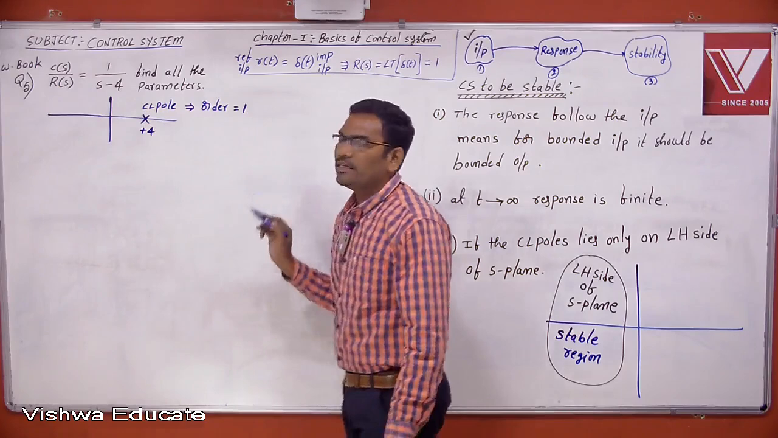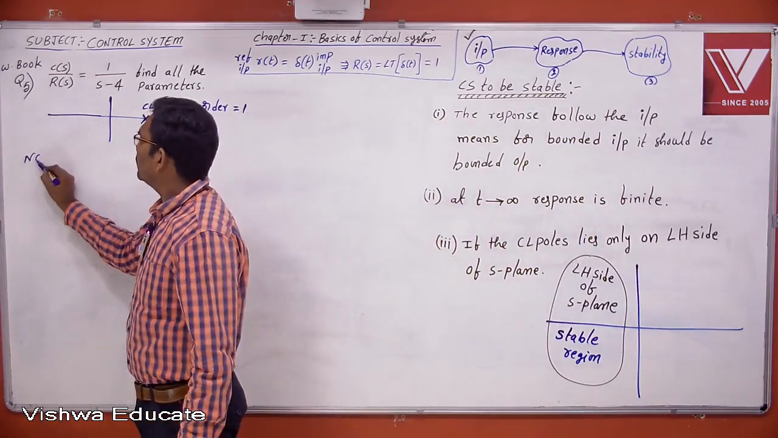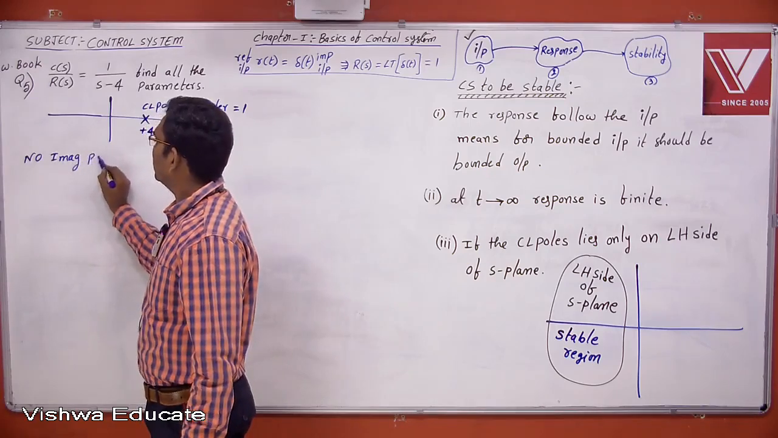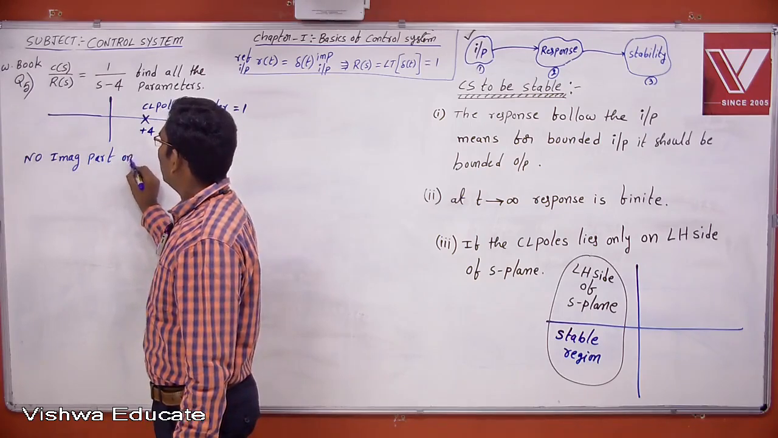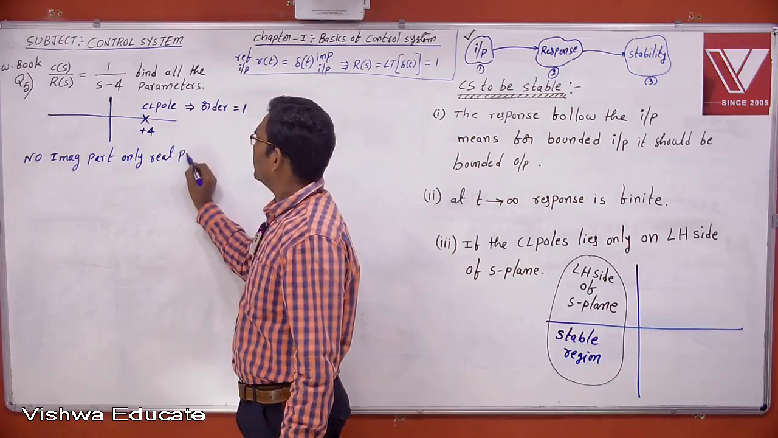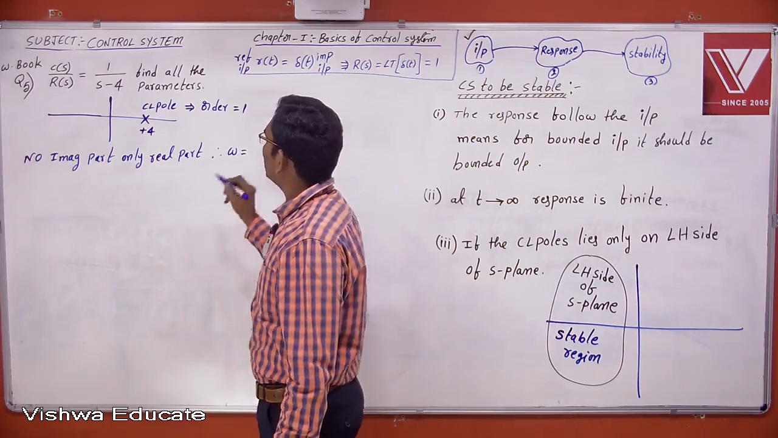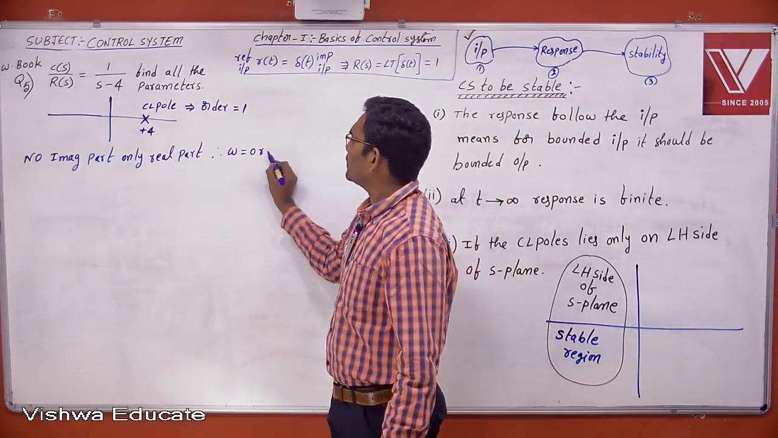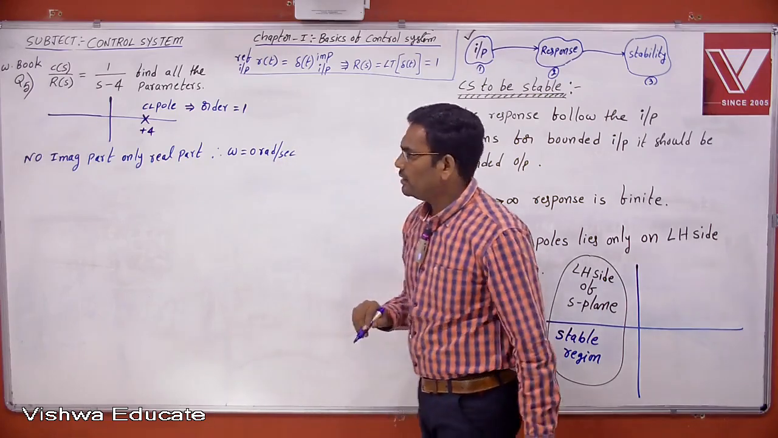Therefore, since there is no imaginary part, only a real part, the frequency of oscillation present in the response is 0 radians per second.